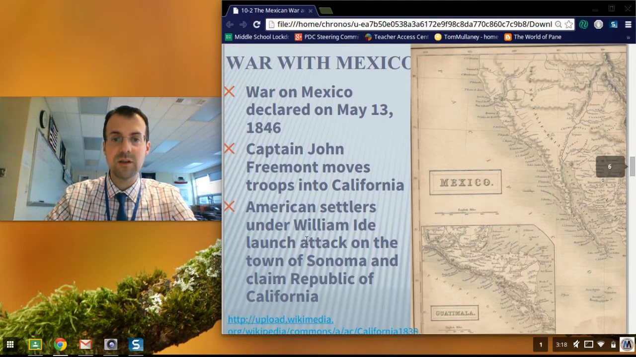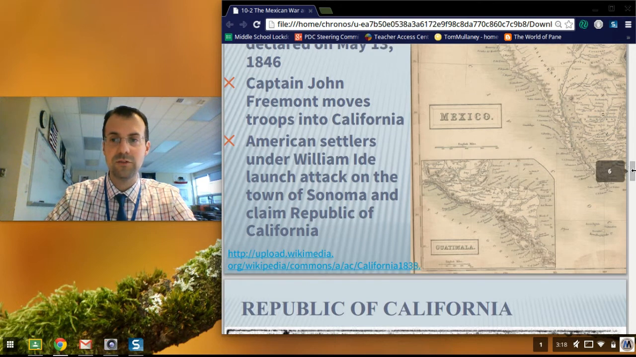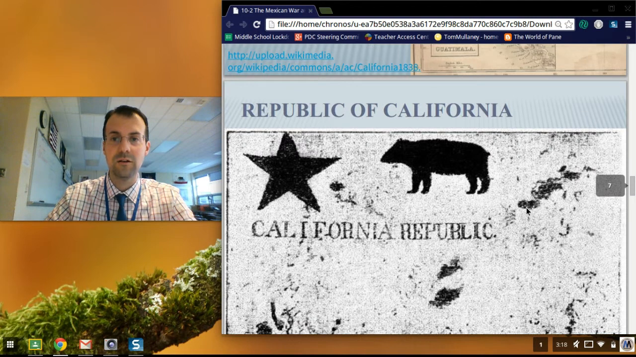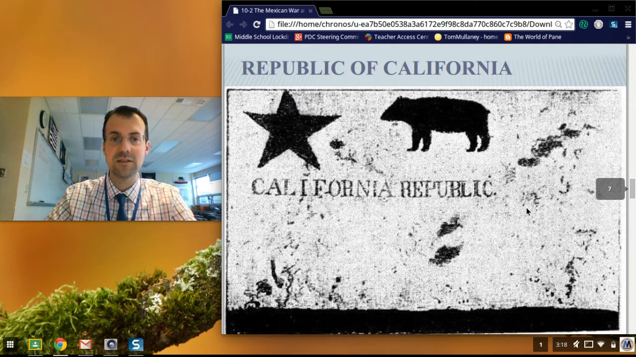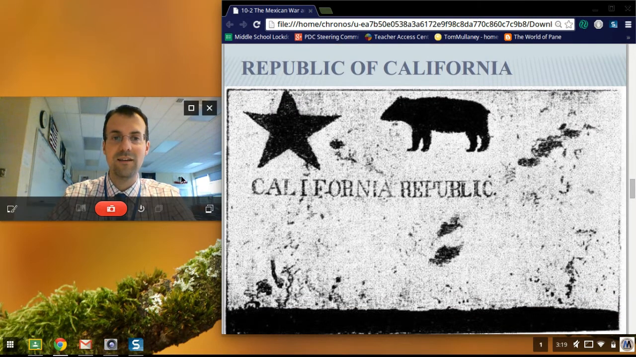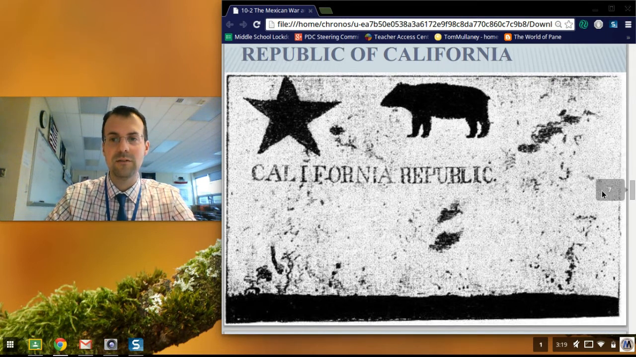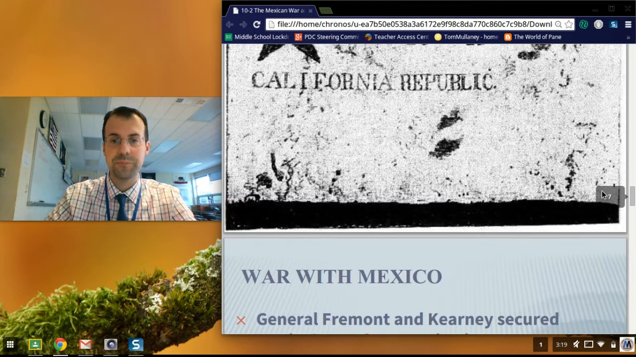What happens is some settlers from America attack Sonoma, California, and win. They declare it the Republic of California, and they actually make themselves a little flag, which might be familiar to you if you're from California. It's this one right here, and that is basically the basis of the modern California flag. It's behind me in my classroom. The California Republic really is kind of made up. It's not really a republic, but they declare it, and the fighting continues.